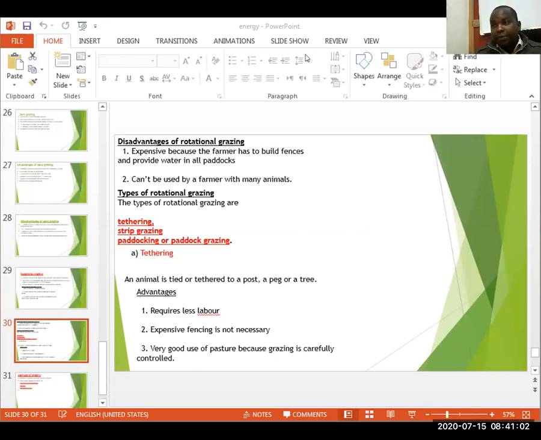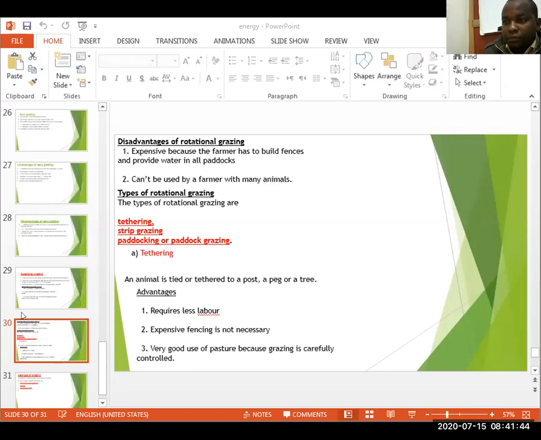Now, types of rotational grazing, as you know, we have the strip, tethering, and the paddocking. Rotational grazing is a type of grazing itself. Then we have the three types of rotational grazing: tethering, strip grazing, and paddock grazing. We started with tethering, whereby we said in tethering, an animal is tied or tethered to a post, a peg, or a tree. We also looked at the advantages of tethering, whereby we said it requires less labor, expensive fencing is not necessary, and it makes very good use of pasture because grazing is carefully controlled.